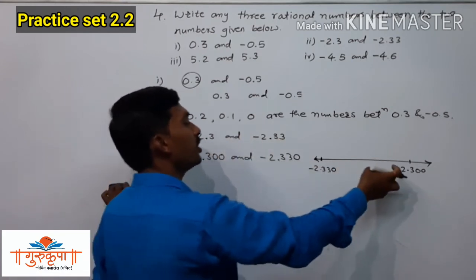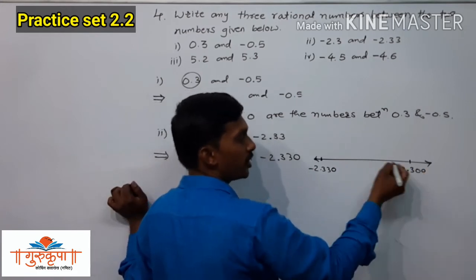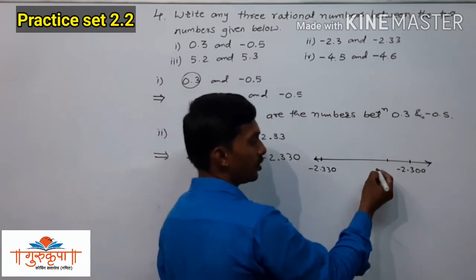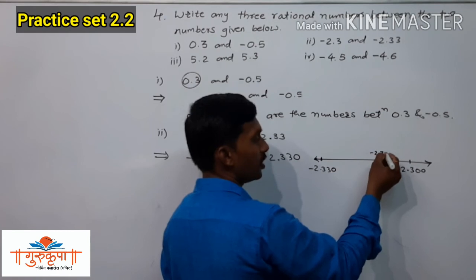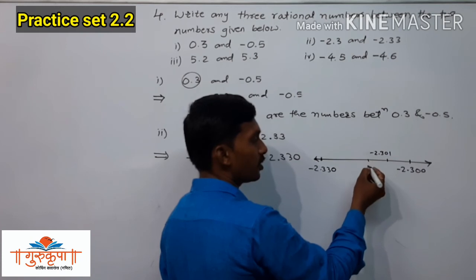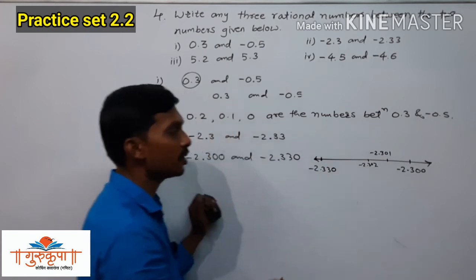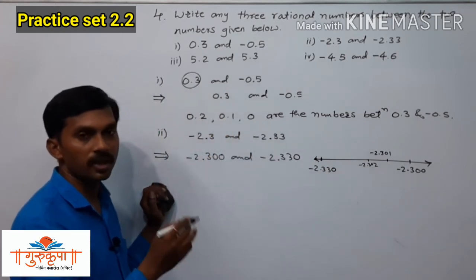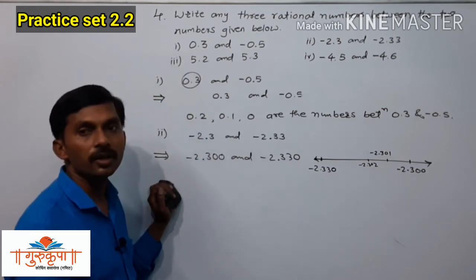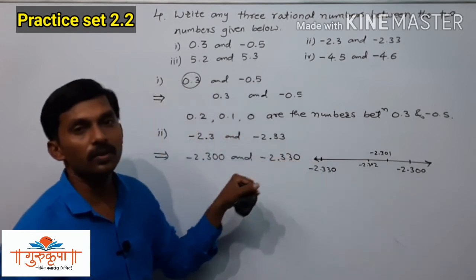Now here we have to write the numbers between them. Here we have minus 2.300. So what should come before minus 2.300? Minus 2.301, then 302, minus 2.302, then 303, 304, 305, 306, 307, 308, 309 up to 330, which means we get 29 numbers there, and we have to write only 3 numbers.